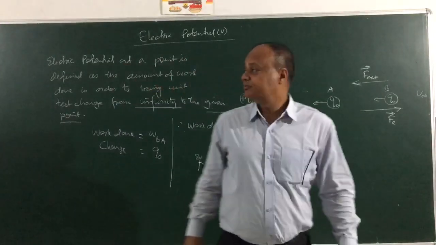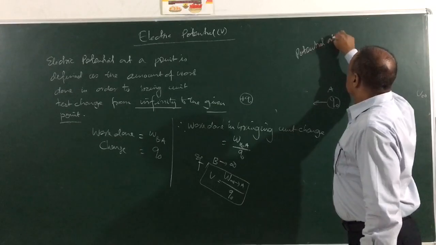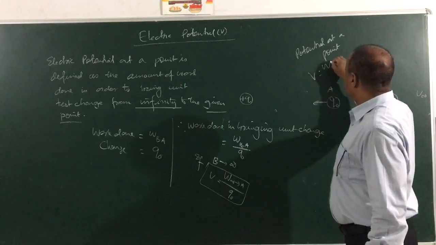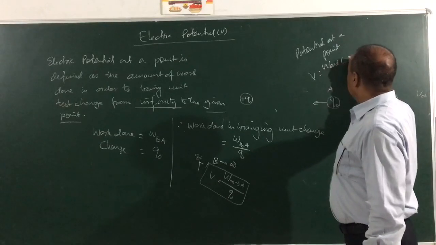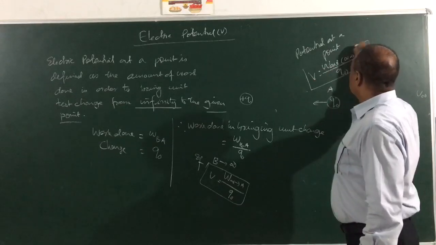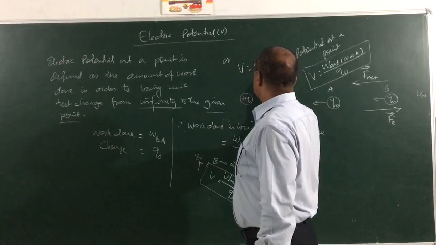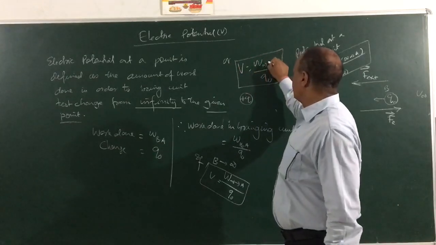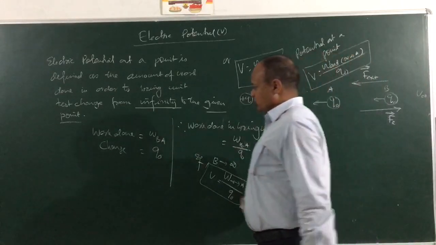We can write it like this also. Potential at a point, V is equal to W external, from infinity to A, divided by Q naught, or you can simply write V is equal to W from infinity divided by Q naught. So infinity to a point, P, or suppose a point A. So this will be the potential at the given point. Now what will be the unit of potential?